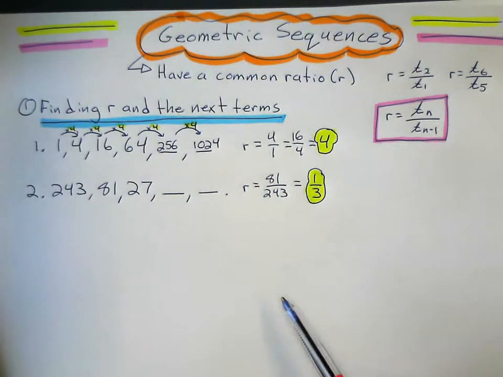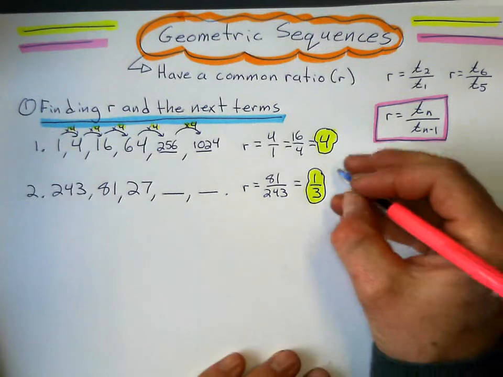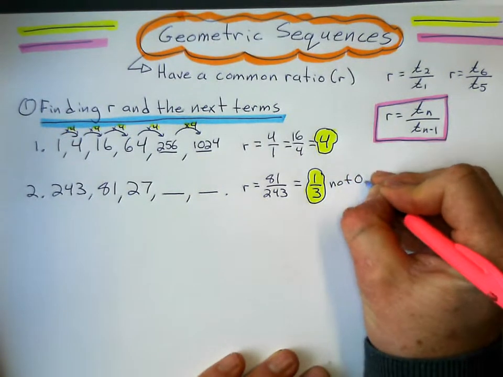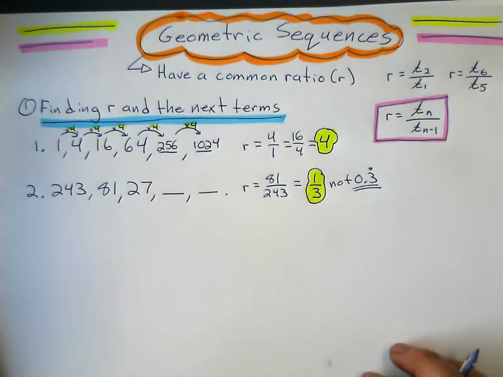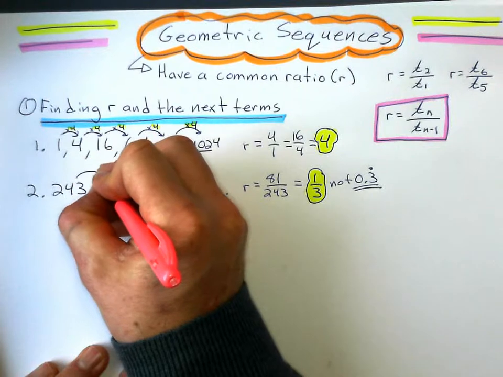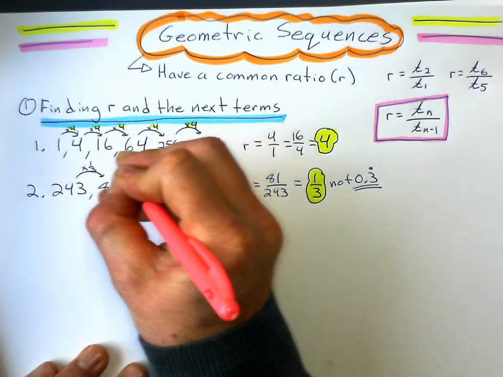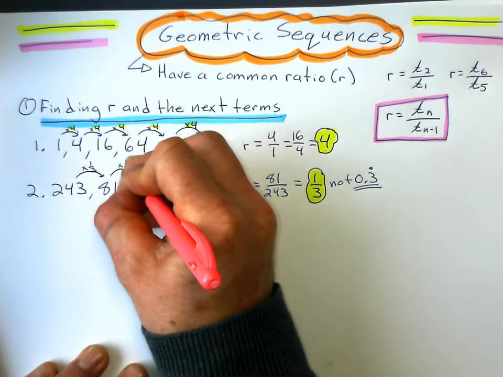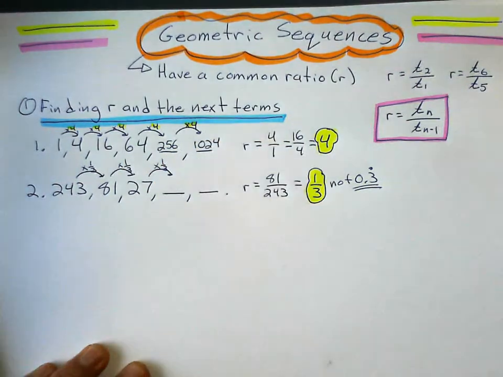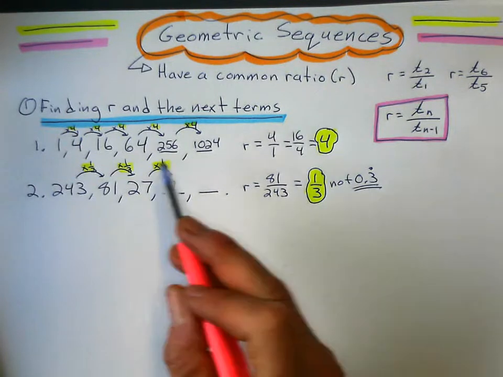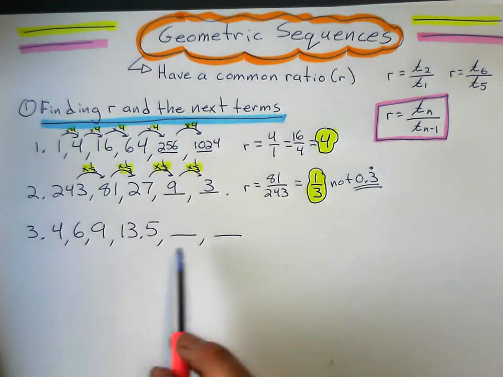Fractions are better than decimals. Let's not use that 0.3 recurring thing. We don't want to use that. We'll keep it a fraction. Better. So that means it's going by times 1/3, times 1/3, and times 1/3 each time. So 27 times a third is 9. 9 times a third.